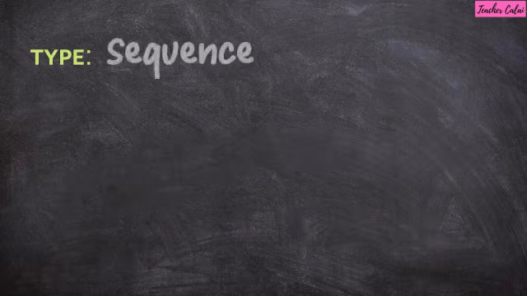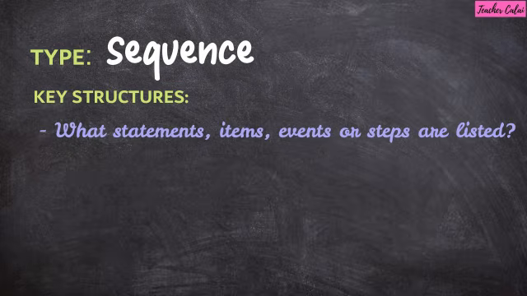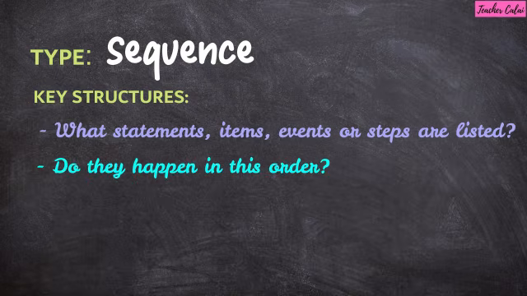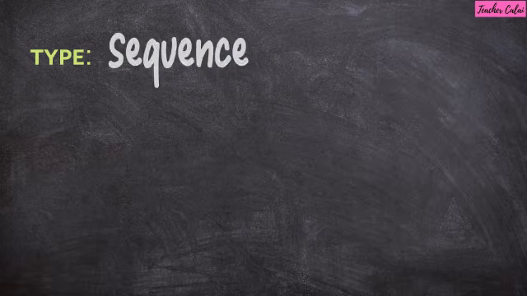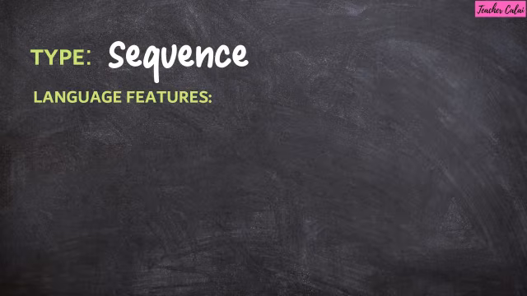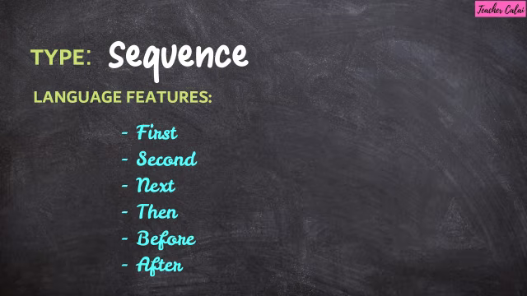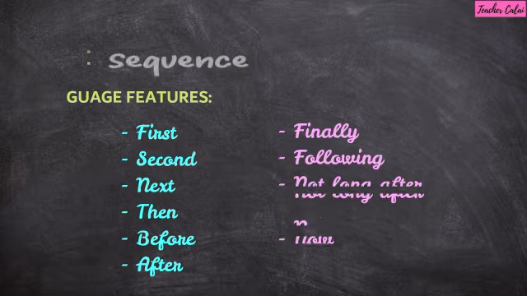The key structures for sequence are, first, what statements, items, events, or steps are listed? Second, do they happen in this order? And last, do they always happen in this order? Now here are the signal words or language features used in sequence. And these are first, second, next, then, before, after, finally, following, not long after, now, and soon.